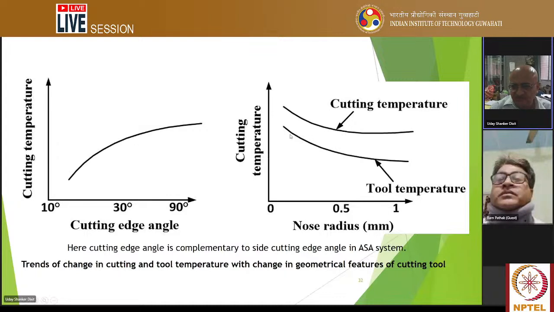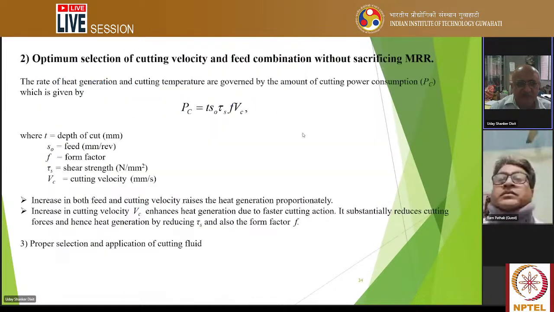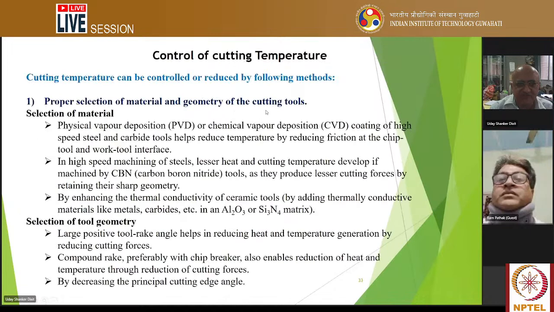You see that if the nose radius is increasing, then the cutting temperature is decreasing. Now, proper selection of material and geometry of the cutting tool, physical or chemical. These are the techniques: physical vapor deposition and chemical vapor deposition. Coating of high speed steel and carbide tools helps reduce temperature by reducing friction. So what you asked comes from that also.